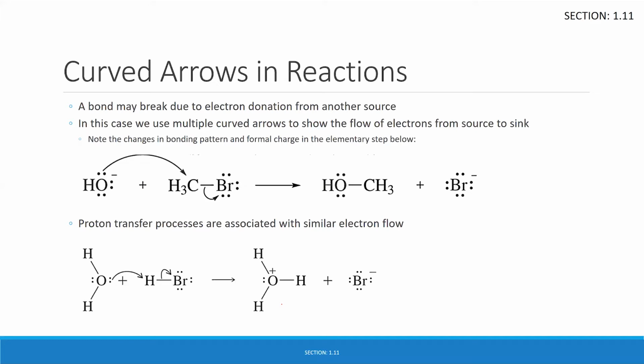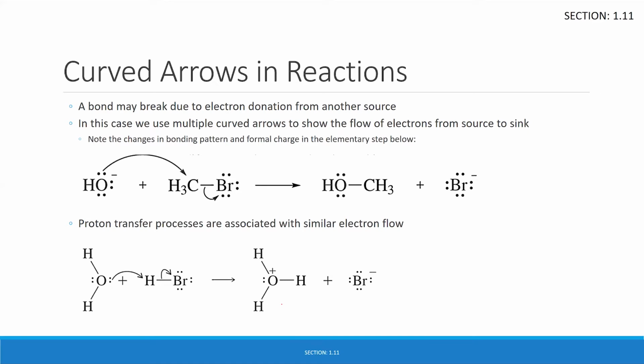We can also have a bond break due to electron donation from another source. So instead of within the molecule, you can have electrons being donated from somewhere else that break a bond ultimately. And in this case, we actually have to use multiple curved arrows. So we're showing where the electrons are coming from, and then we're showing the bond breaking. So the bond breaking step is the same as what I just showed you, except the electrons are first being donated from somewhere else and allowing that bond to break.